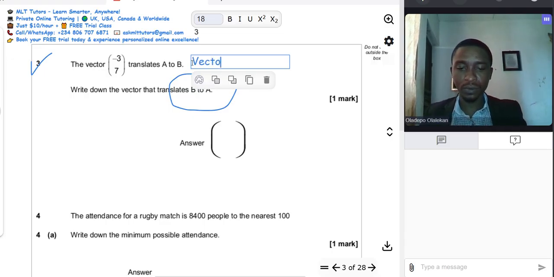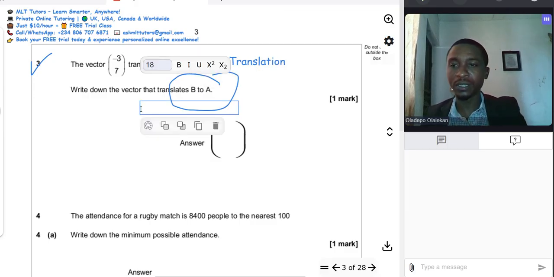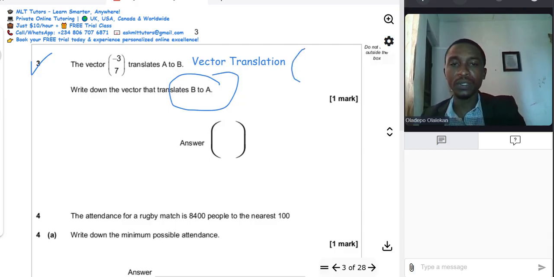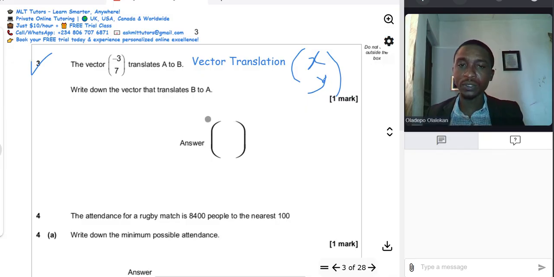Vector translation. Let's assume that you have a vector translation which is x, y. If you have vector translation x, y, then its reverse, which is what the question is asking us, BA will now be the reverse.